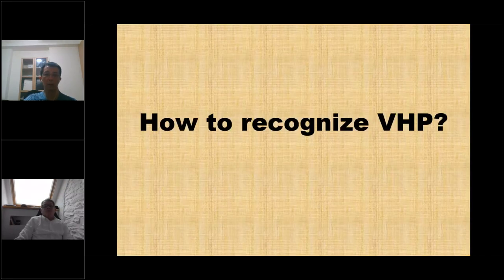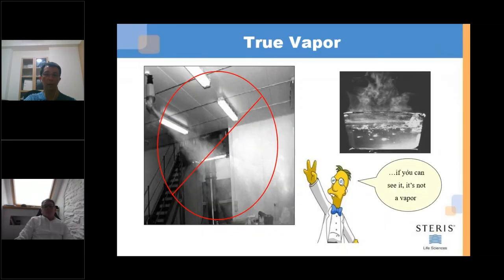So how do you recognize VHP? It's a gas, and you're not supposed to see it. If you can see it, then it's not a vapor, because VHP is a true vapor. For your information, vapor is the gaseous phase of water. You can't see water vapor, it's all around us. So VHP, you can't see it.